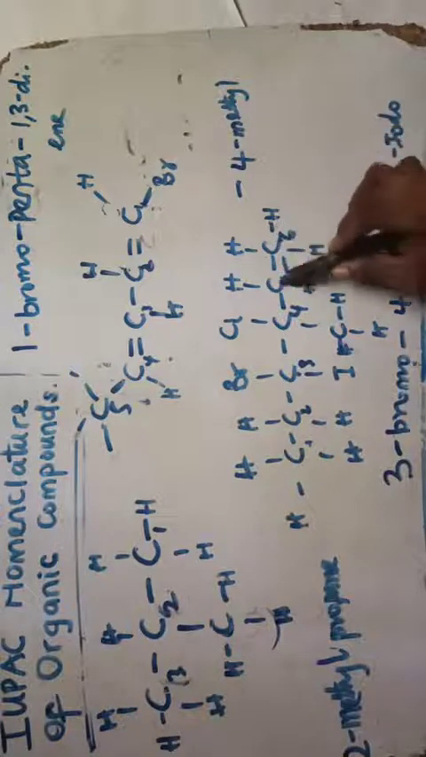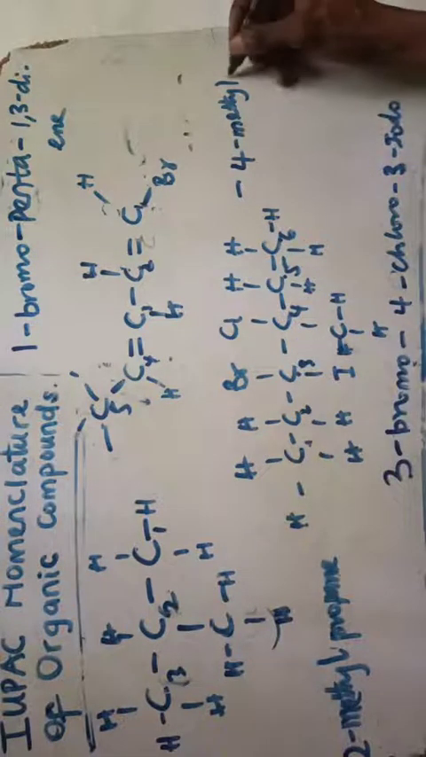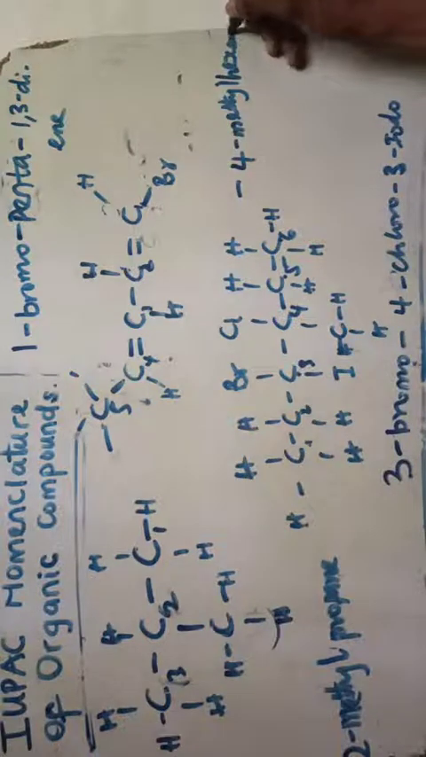Now the next is 1, 2, 3, 4, 5, 6. Hexane, 4-methylhexane. Okay, so that is 4-methylhexane. That is, you have 3-bromo, 4-chloro, 3-iodo, 4-methylhexane.